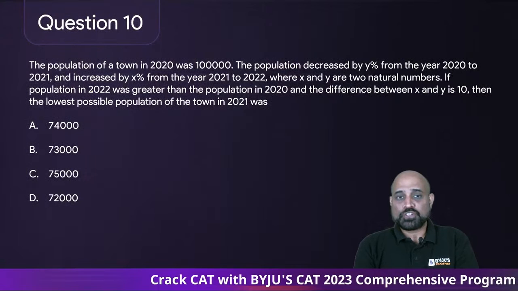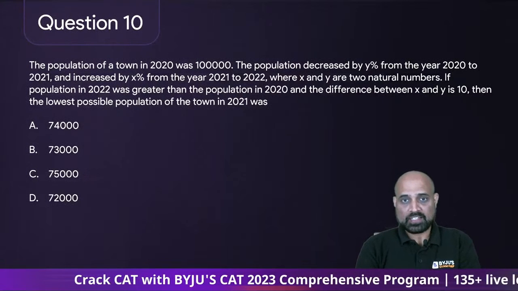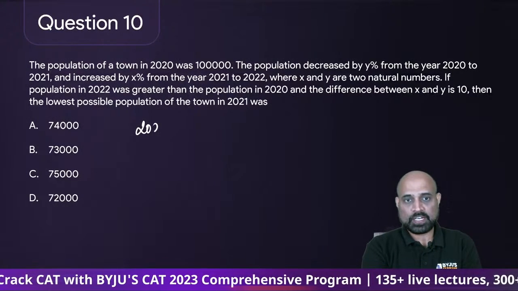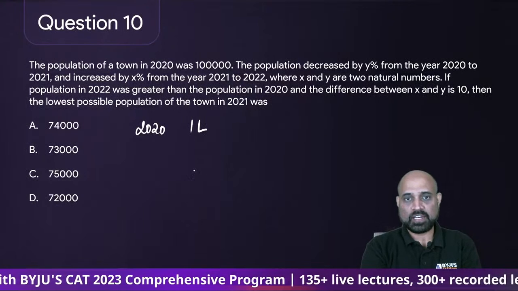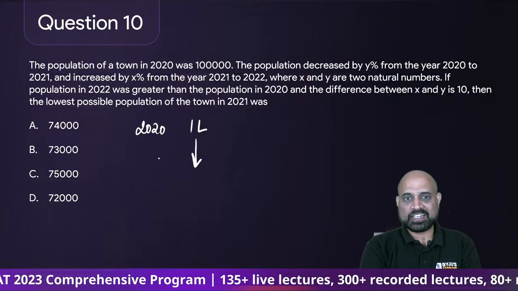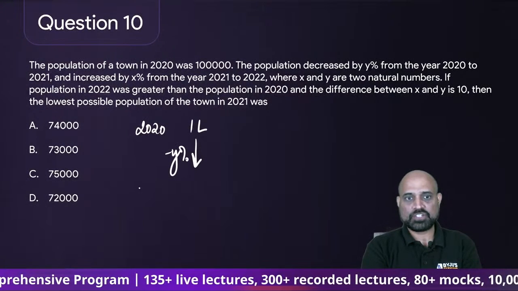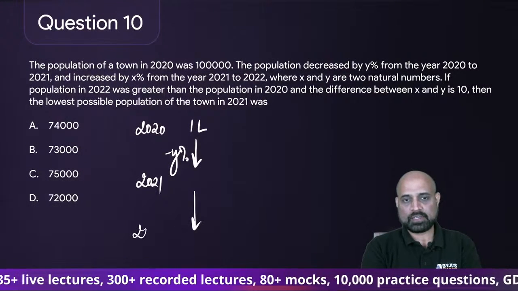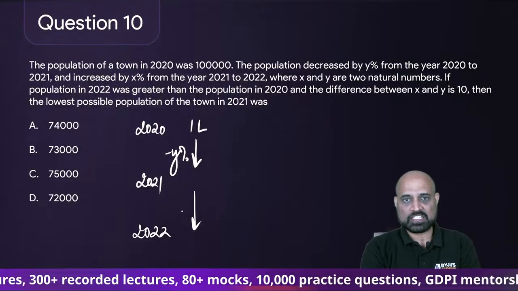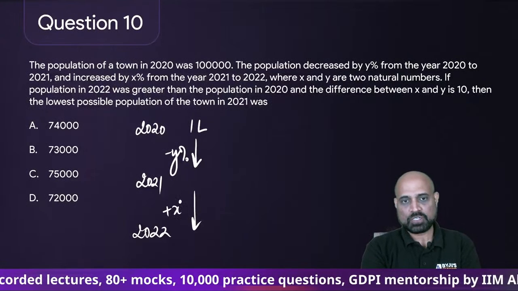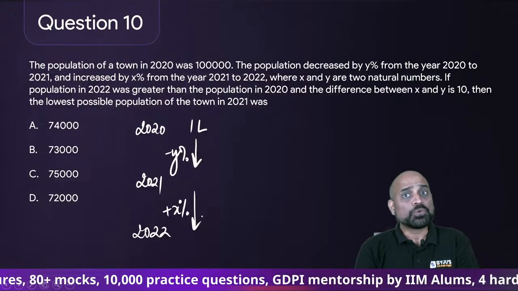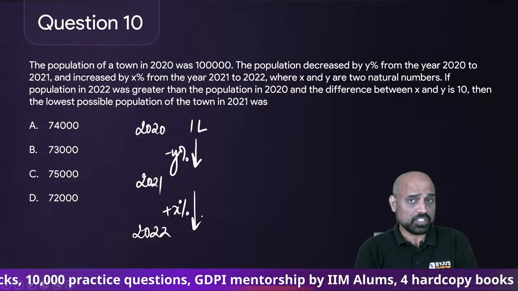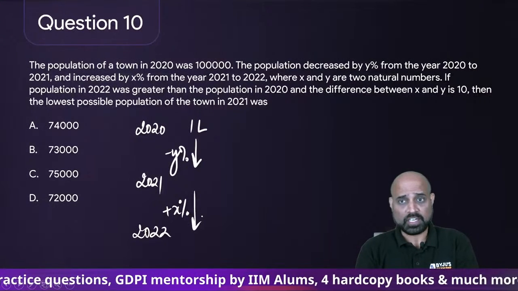The population of a town in 2020 was 1 lakh. So 2020 में भाई साहब 1 lakh थे. Population decreased by Y percentage. Okay. And it further increased by X percentage. Where X and Y are two natural numbers. So we can't take fractions here. कि 33.33 मान लिया कुछ नहीं.